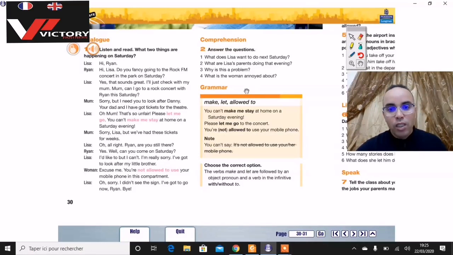So now let's move to the skill of grammar. We have got here some grammar items. They are make, let, allow to. Okay, so here we have got some examples of these grammar items that are taken from the context we have got here, which is the dialogue. Please notice these sentences and try to find out how do we form these grammatical items.